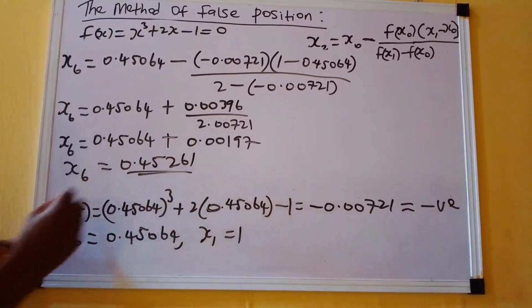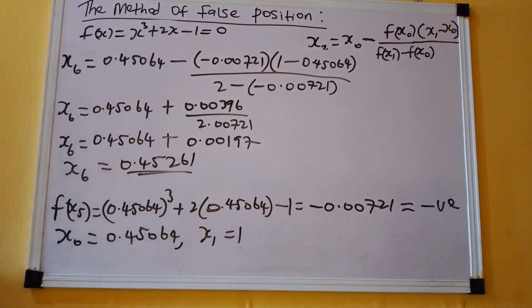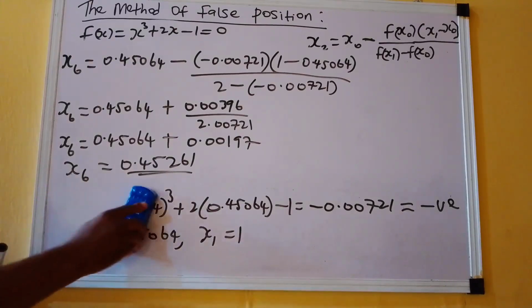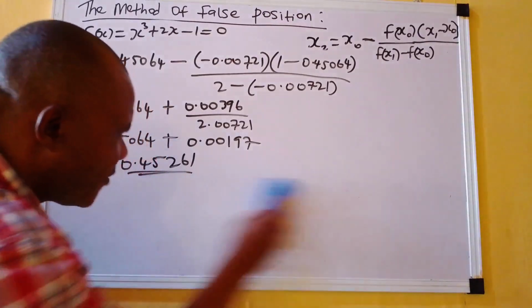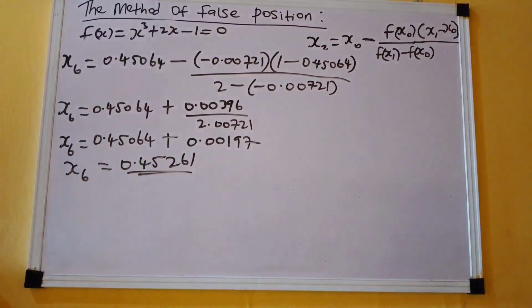So when you add that, our x6 will become 0.45261. So you can see that x5 and x6 now at 2 decimal places, they are the same, 0.45, 0.45. So we'll take more iterations and see what we can achieve at the end of the day. So we have our x6 to be 0.45261.